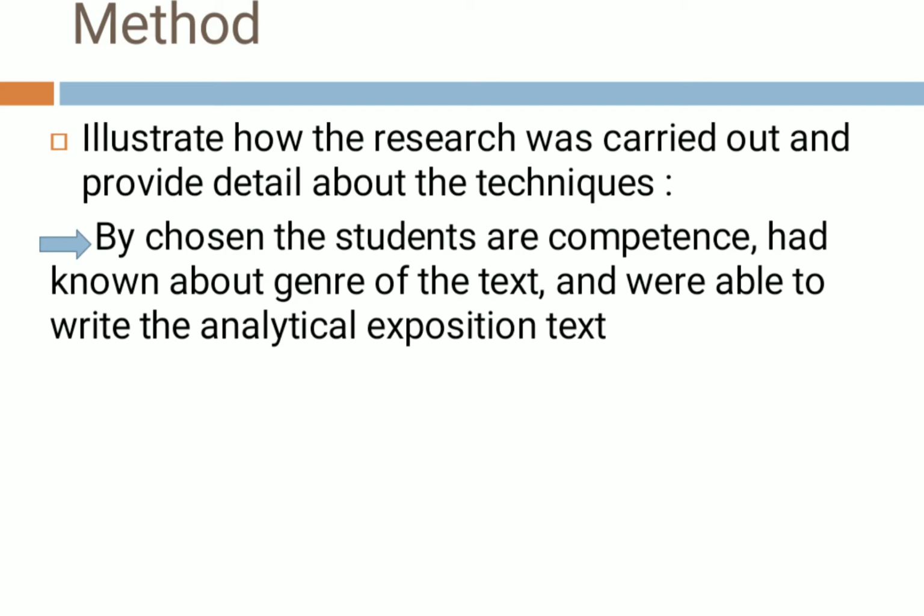The fourth element of the research article is the method. Method illustrates how the research was carried out and provides details about the techniques. In this article, the writer tries to describe and report the types of grammatical cohesion that occur in analytical exposition text. Then the science classes were chosen because the students are more competent, so they had to know about this genre of text and were able to write analytical exposition text.